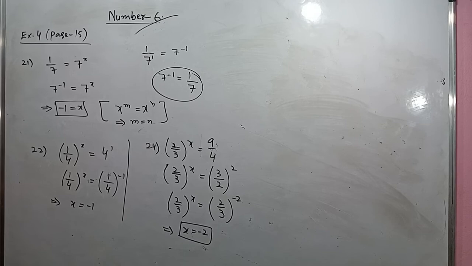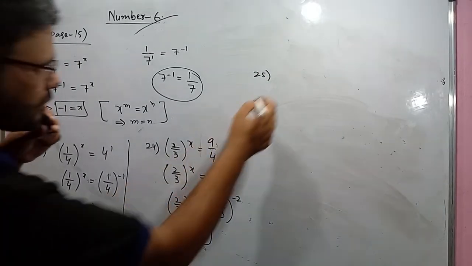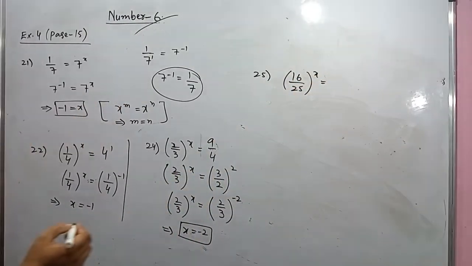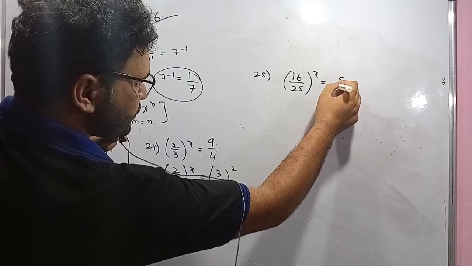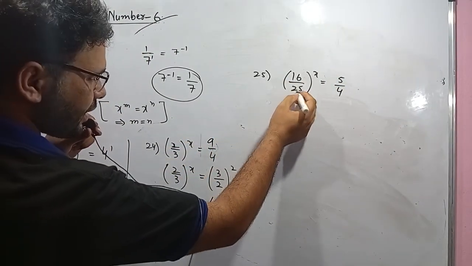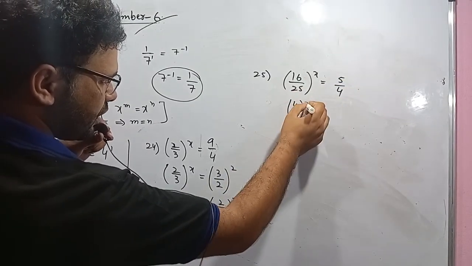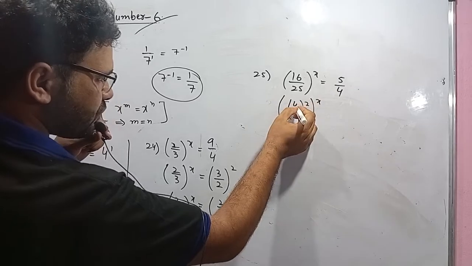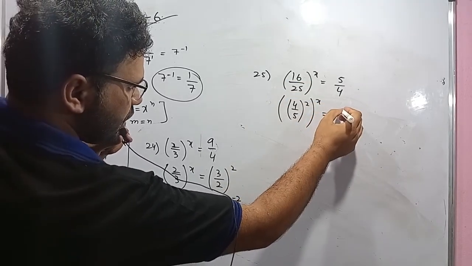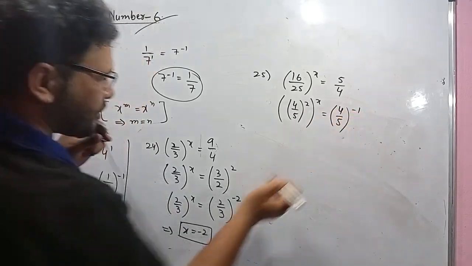Now next is the 25th. What is the 25th? It is (16 by 25) whole power x is equal to 4 by 5. Now you can see here it's 16 by 25. Can I write it as 4 by 5 first squared, then whole power x, because 4 4s are 16, 5 5s are 25, is equal to, here I will write 4 by 5 taking the reciprocal, power minus 1.